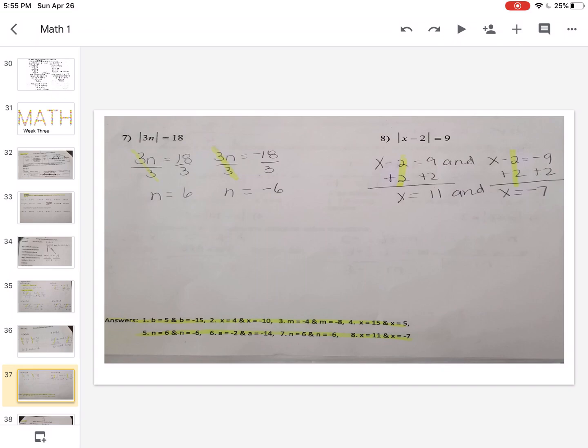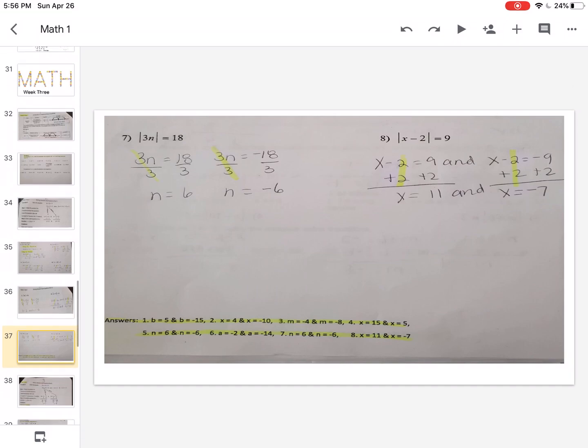Okay, and then back to division. So you have 3 times n equals 18. So divide by 3, divide by 3. Do your division. 3 goes into 18 6 times. 3 goes into -18 -6 times. And you can see your teachers provided you with the answer so you can check. I didn't actually check to make sure mine were all right, so double check me. But I'm sure they're going to want you to show your work since they've given you the answers, okay?